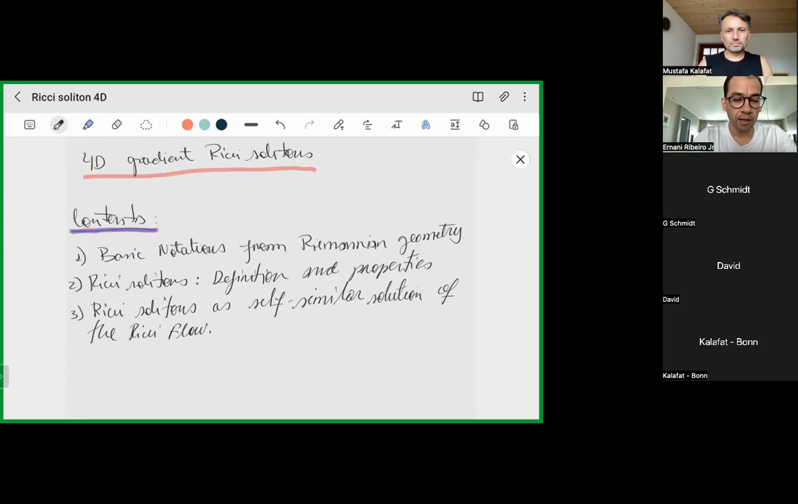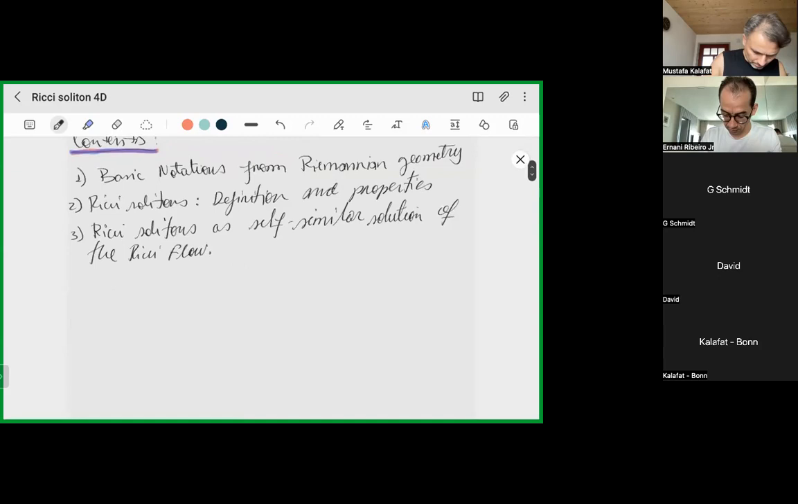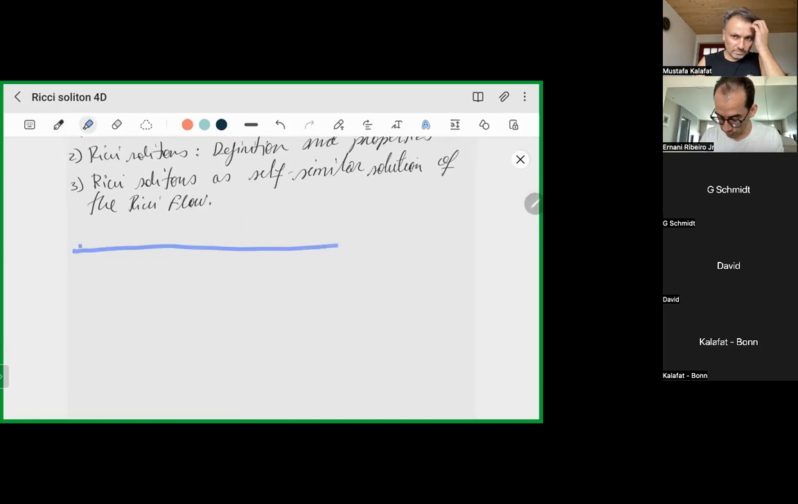There are many interesting motivations to study this kind of manifolds, but the connection with the Ricci flow, as a self-similar solution and singularity models, is the most important motivation. So let me start today discussing some basic facts on Riemannian geometry.